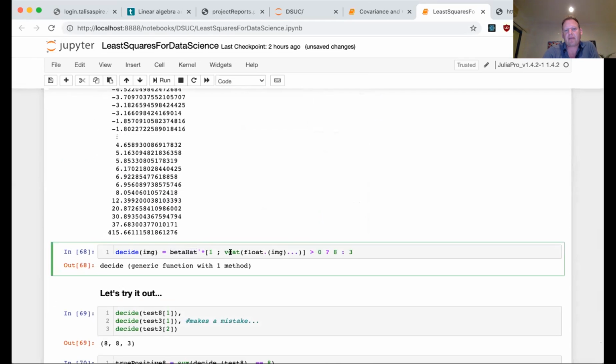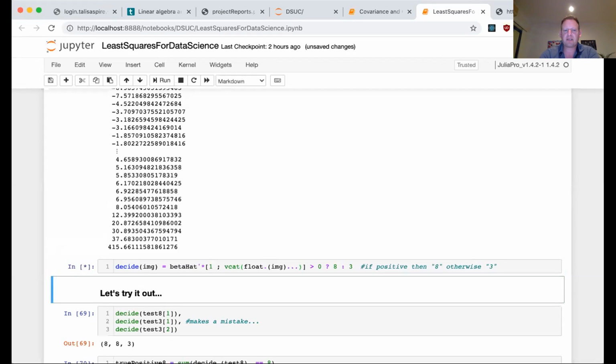So this is the image. This here is just vectorizing the image, appending a 1 for the intercept, and doing the inner product with beta hat. Now here I'm asking if my predicted value for the image is positive, then let's say it's an 8. If negative, say it's a 3. So if positive, 8, otherwise 3. That's a function decide.